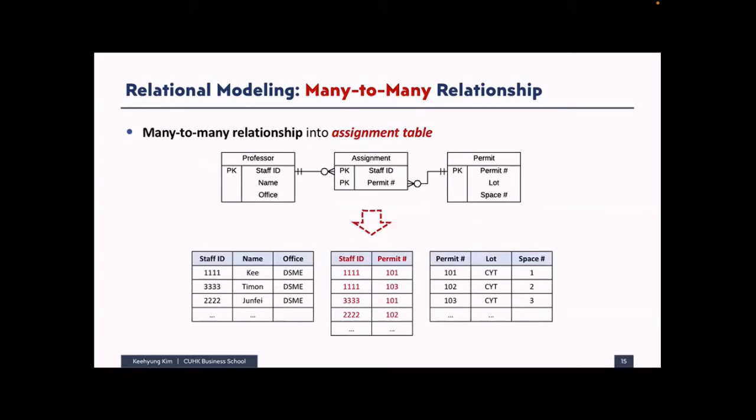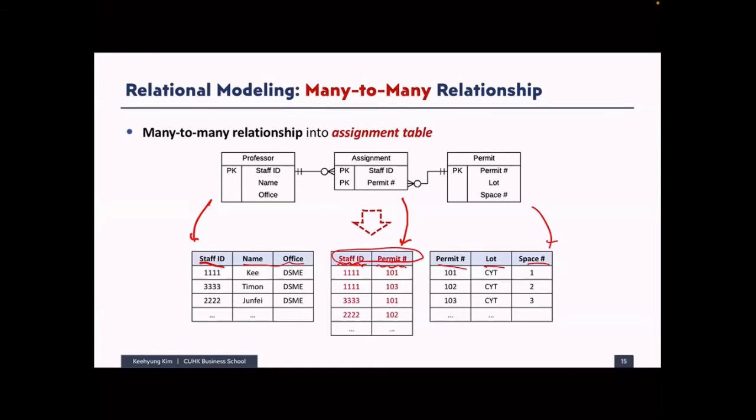So once you have this ER diagram, in the database system, when you implement it, your data will be stored in this way. The professor table will be here with the 3 attributes. The permit table will be here with the 3 attributes again. And the assignment table will become like this. It has a step ID and permit number, both as primary key. Combining these two pieces of information determines that each row has unique information.